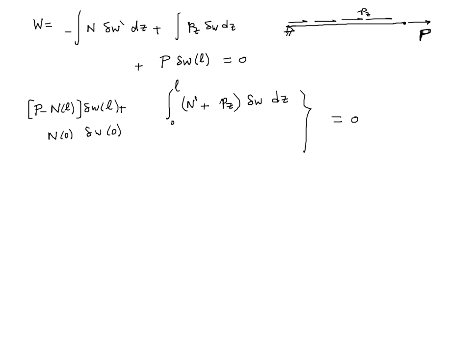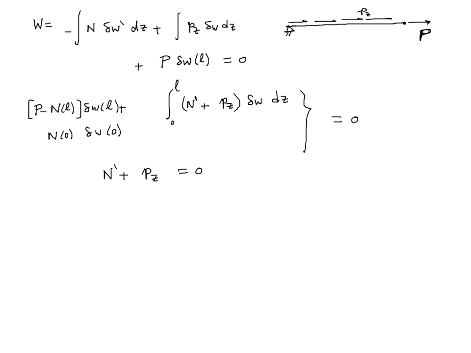So essentially what we have here is a combination of three terms: a term for the right boundary, a term for the left boundary, and an integral term. The integral term, whenever we set the coefficient of delta w to zero, will give us the differential equation of equilibrium, which we previously derived to be N prime plus p_z equals zero. And this doesn't depend on boundary conditions. It's always the same. Boundary conditions are going to be derived by looking at the boundary terms.